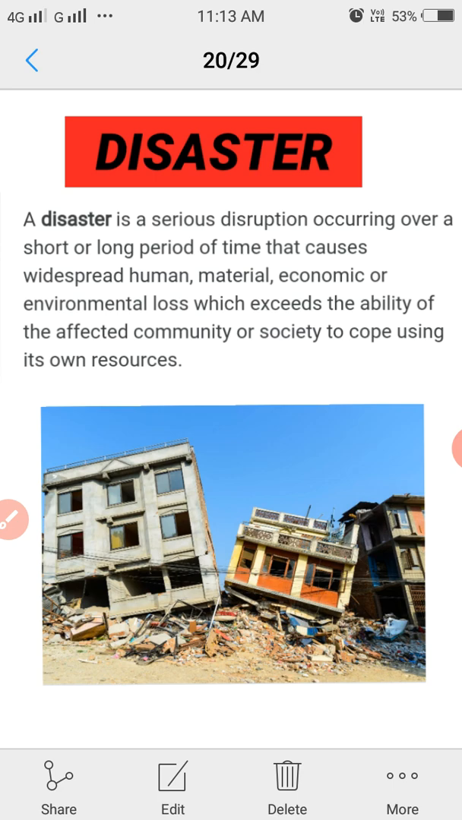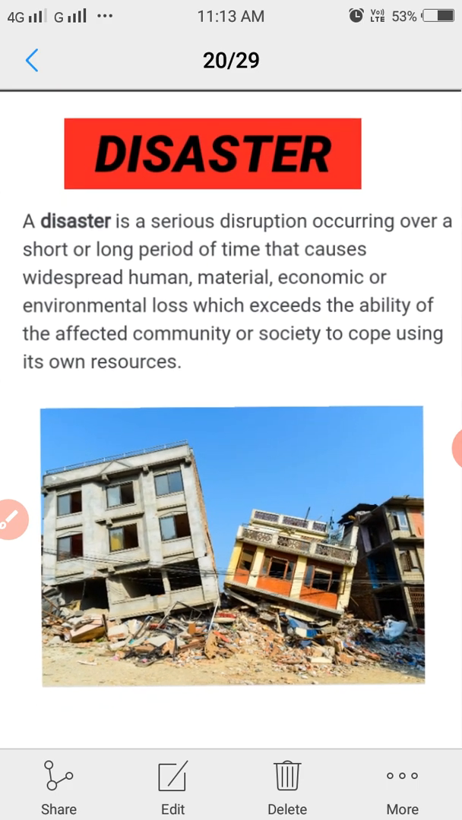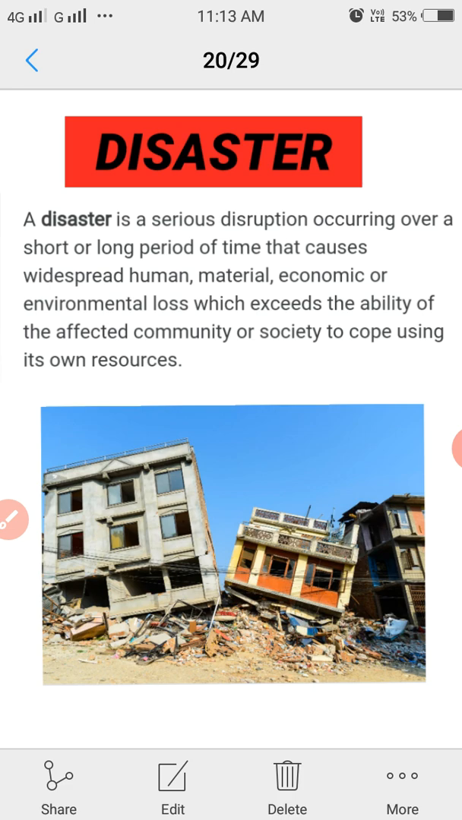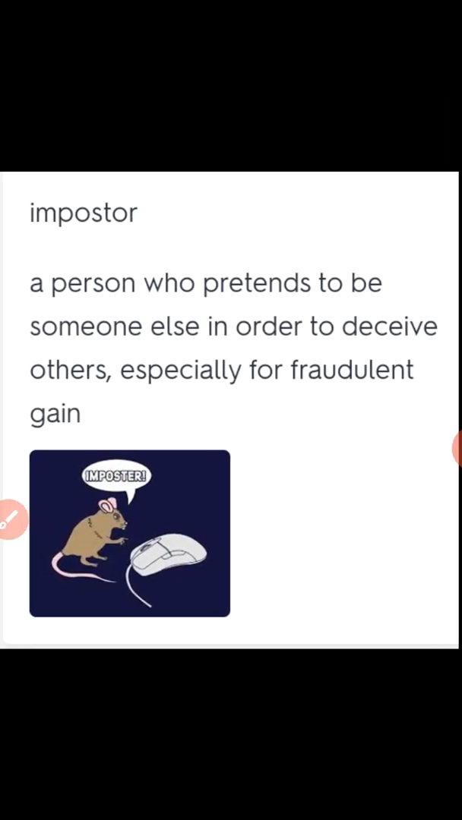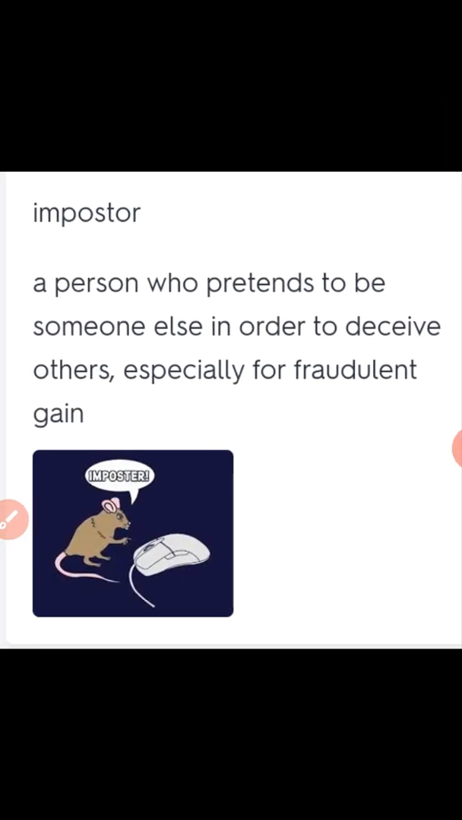A disaster is a serious disruption occurring over a short or long period of time that causes widespread human, material, economic or environmental loss which exceeds the ability of the affected community or society to cope using its own resources. You can say calamity also, that is disaster. It means you will have to stay calm and cool in both situations, whether it is disaster or triumph. Now, one word has been used here, impostor.